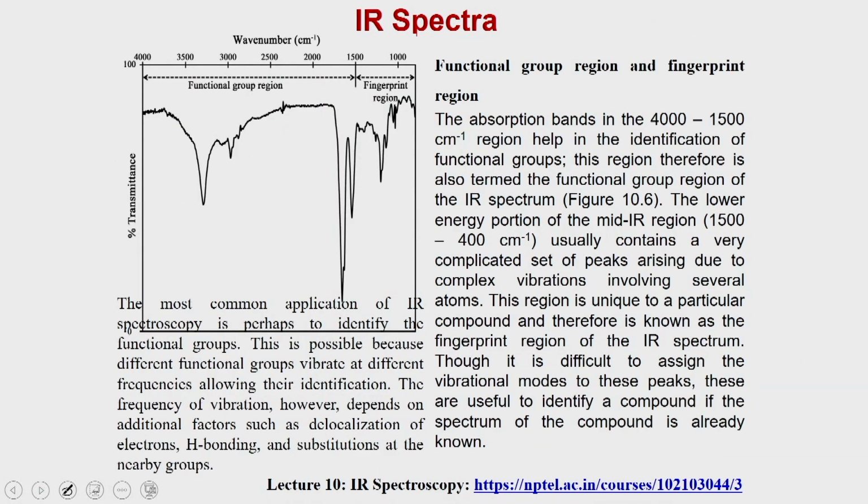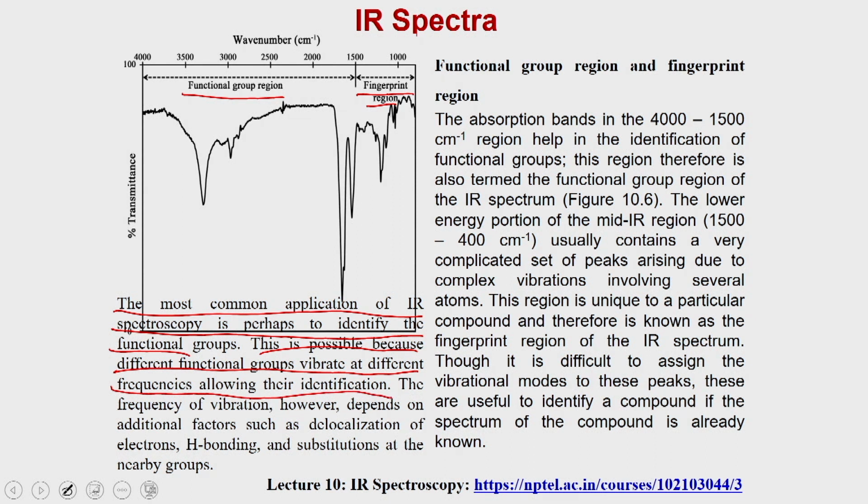So, this is a typical IR spectrum where you have the functional group region and the fingerprint region. These are the two regions which are important for the identification of the molecule as well as for the identification of the different functional groups present in the molecule. The most common application of IR spectroscopy is identifying the functional group. This is possible because different functional groups vibrate at different frequencies, allowing their identification.